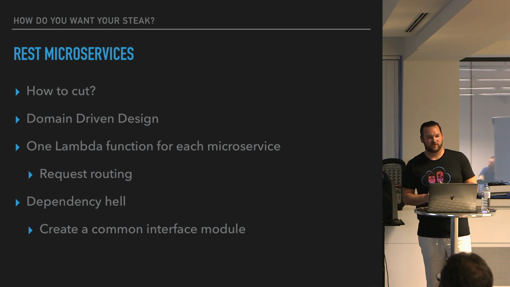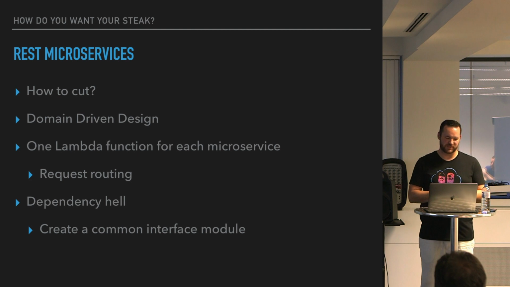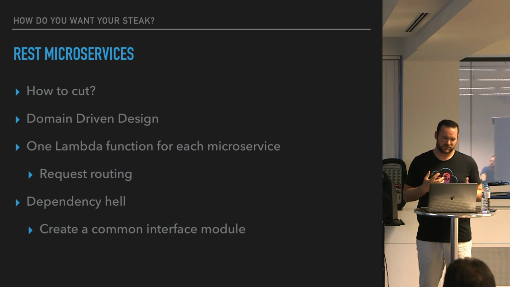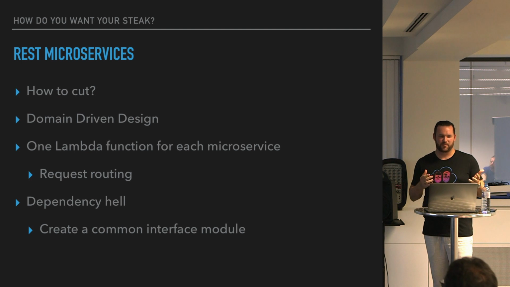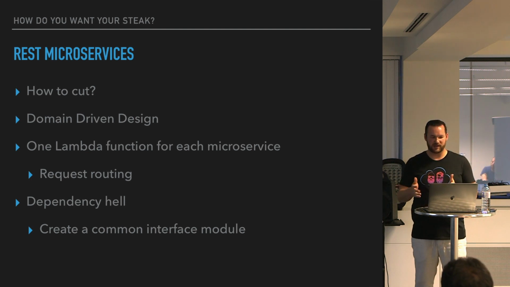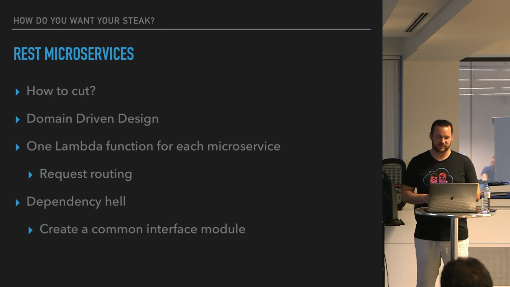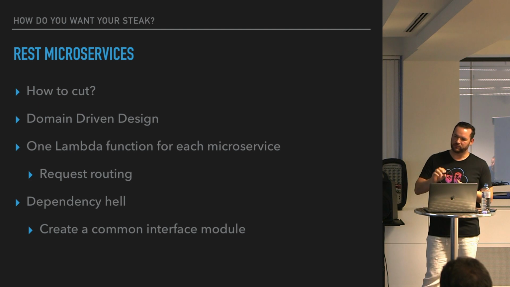Then the REST microservices. If I talk to people using Lambda and using REST services by AWS, meaning API Gateway, it always comes to the point how to cut microservices. So I use a domain-driven design. That means I cut each domain to their very own microservice, and I use the Lambda function for several endpoints in the API and use request routing.